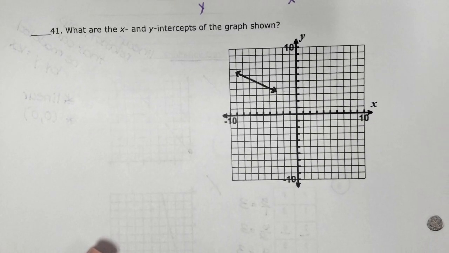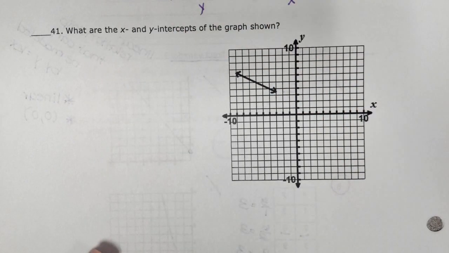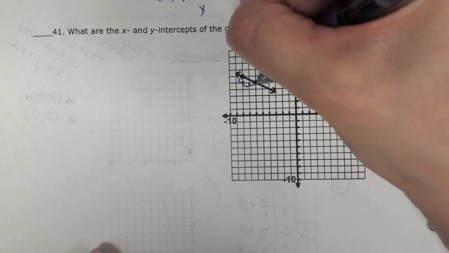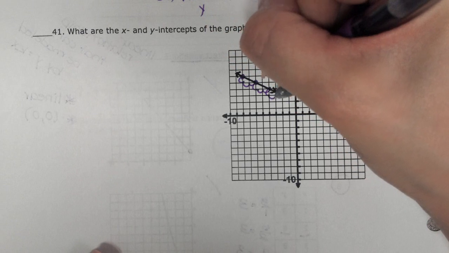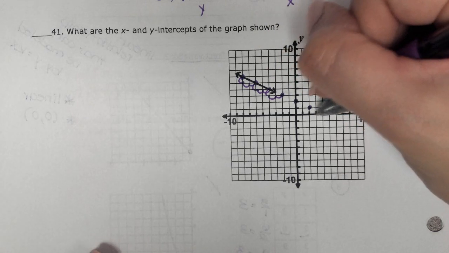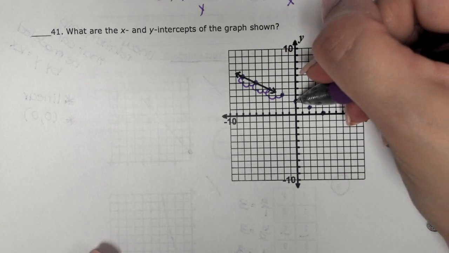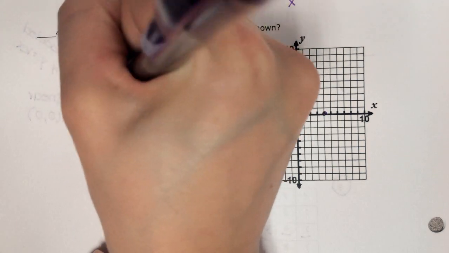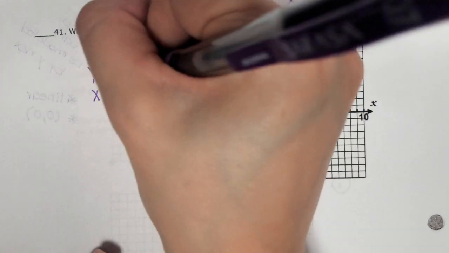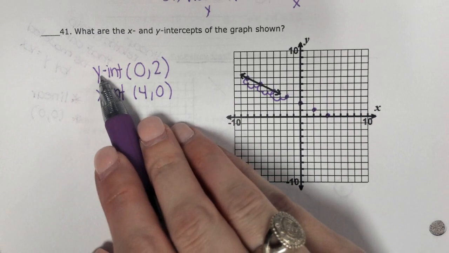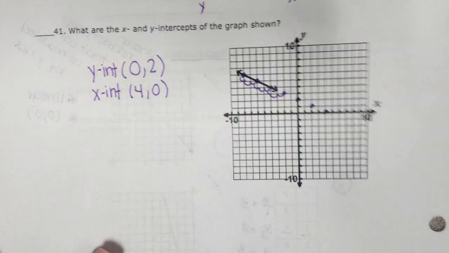41. What are the x and y intercepts of the graph? Okay, so you could just sketch, but it's not going to be exact. We've got to find a slope. So here's a point and here's a point. I'm going down 1 over 2. Down 1 over 2. Down 1 over 2. So my y-intercept is at 0, 2 and my x-intercept, or my 0, or my root, is at 4, 0. Remember, the x-intercept has an x value, the y-intercept has a y value that matches up with 0.